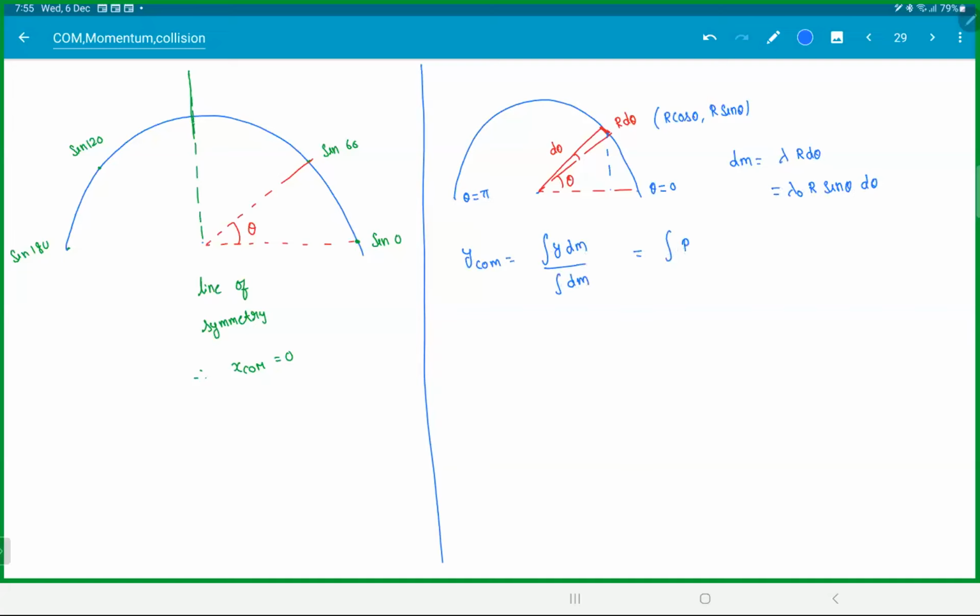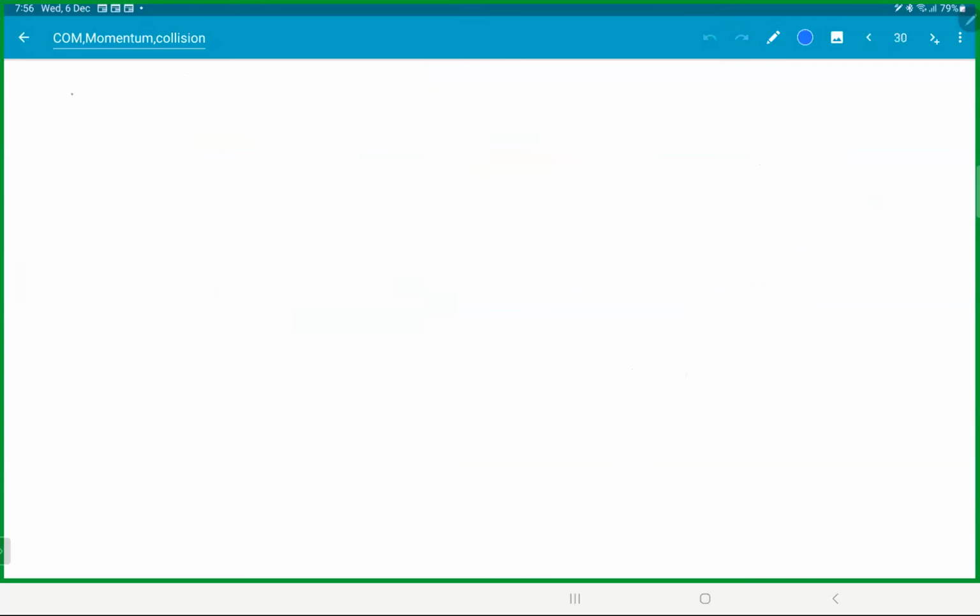So y would be r sin theta. dm would be lambda naught r sin theta d theta. Integral 0 to pi over integral lambda naught r sin theta d theta 0 to pi. So this would be integral sine square theta d theta. I taught you how to integrate sine square theta, in case you remember. We did this in integration extensively. I told you sine square theta is one of the most common integrations. In case you forgot, I'll go back.